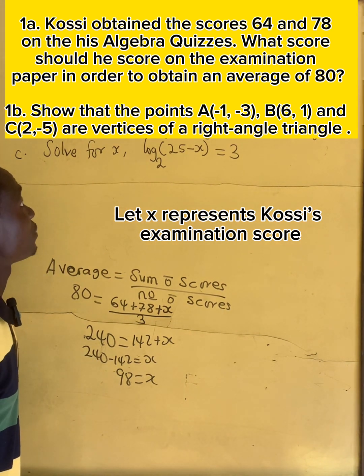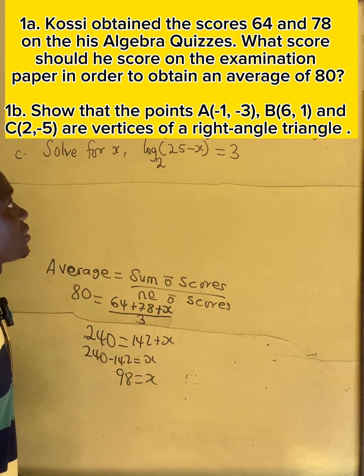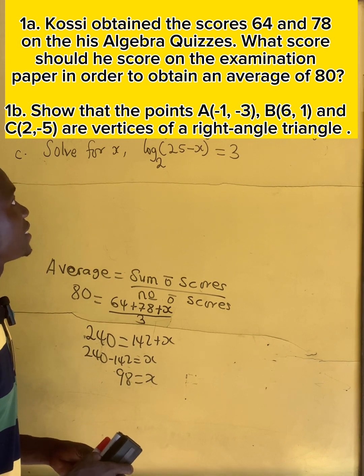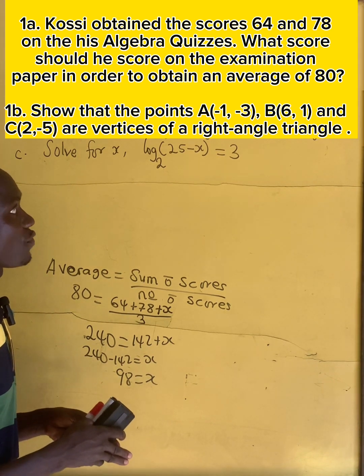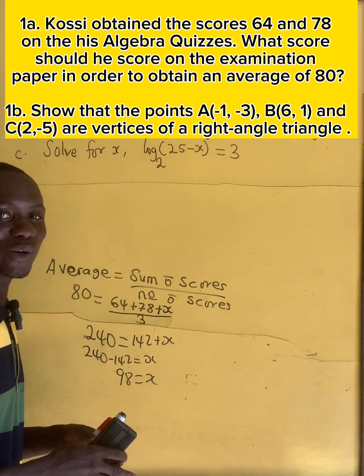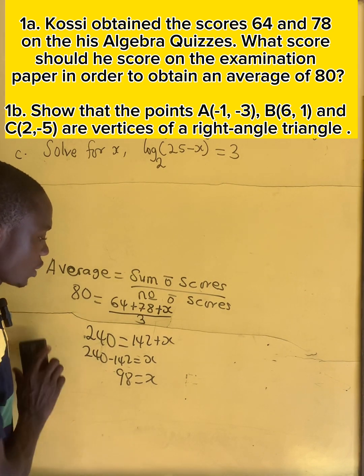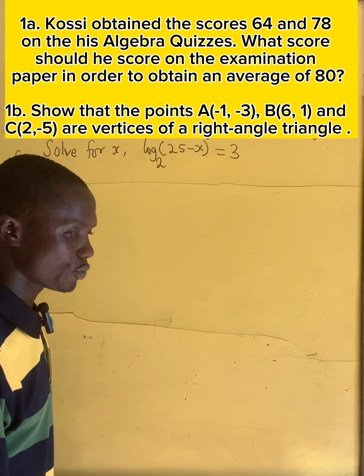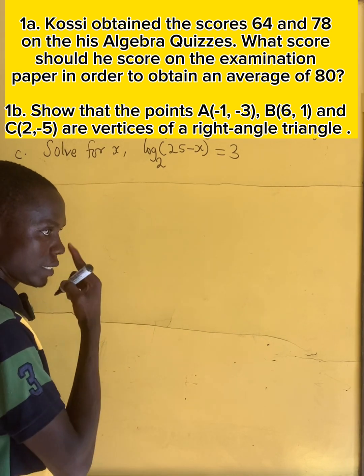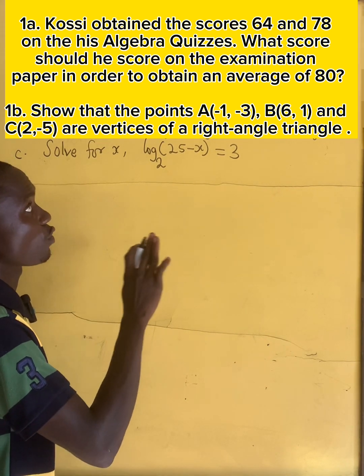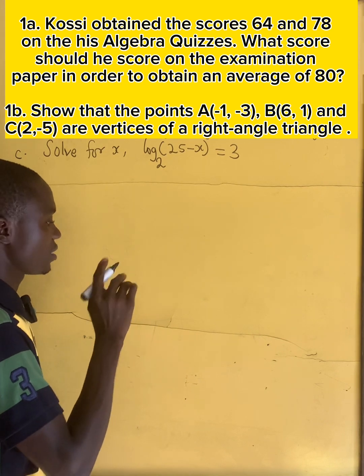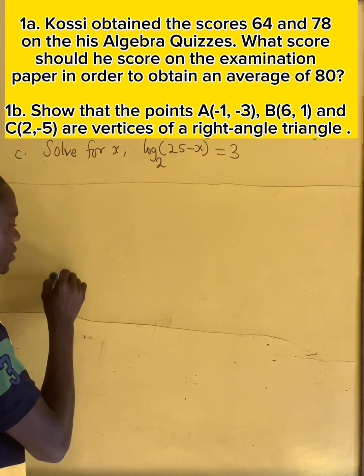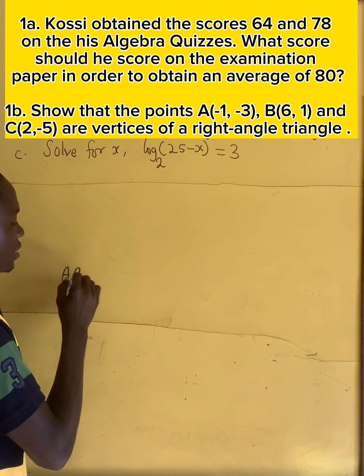Now the second question demands this. We have to show that the points A, B, and C form the vertices of a right-angled triangle. Now how do we do this? In order to do this, let's find the gradient of the points. So let's take A, B, and find the gradient.